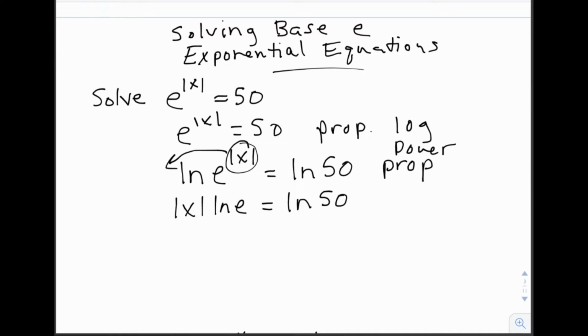So an interesting part that happens is that this natural log of e is actually going to be 1. So what are we left with? Well, if that's just 1, we have the absolute value of x equal to the natural log of 50. So in this case, what we would actually have is x could be equal to plus or minus, in this case, the natural log of 50 turns out to be approximately 3.912.